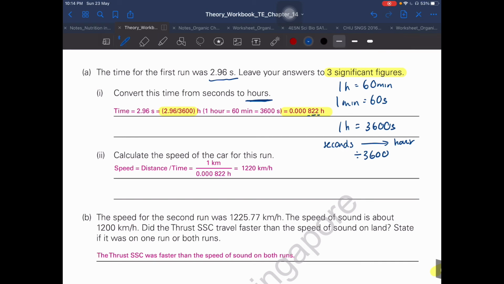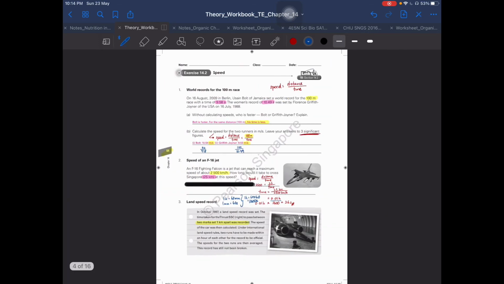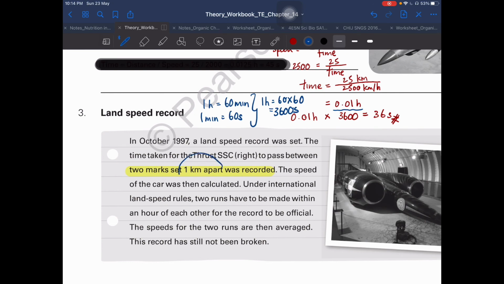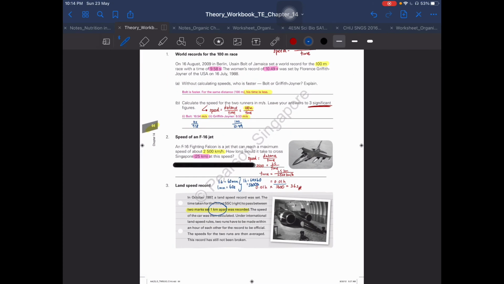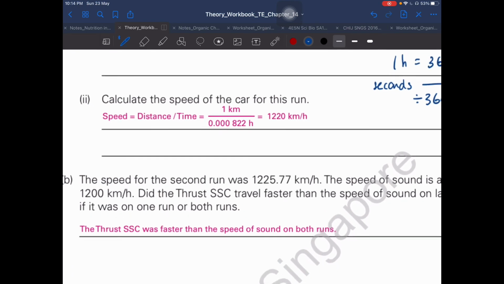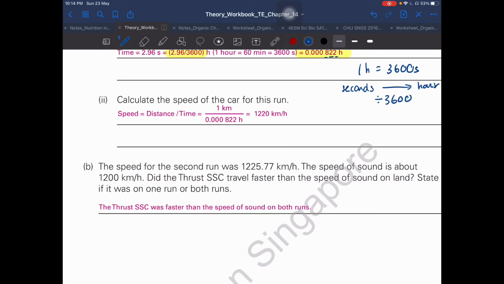Next, you're supposed to calculate the speed. In the first part of the question, they mentioned that the distance traveled is 1 kilometer. So we have a distance factor, and we also have a time factor. That will allow us to calculate the speed by taking distance divided by time, and it should give us this value of 1,220 kilometers per hour.